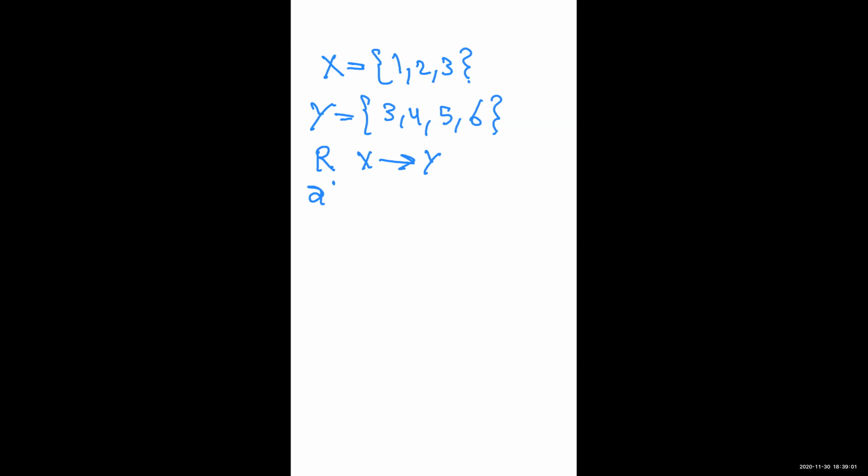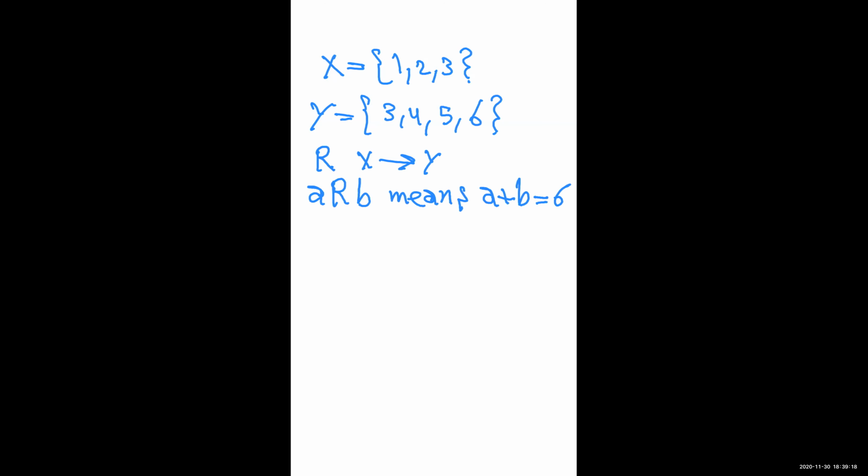Now in this example, if X equals the set of 1, 2 and 3, and Y equals the set of 3, 4, 5 and 6. And R is the relation from X to Y, where A R B, or A relation B, means A plus B equals 6.